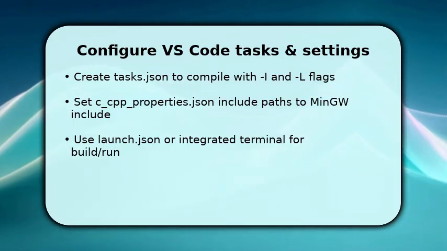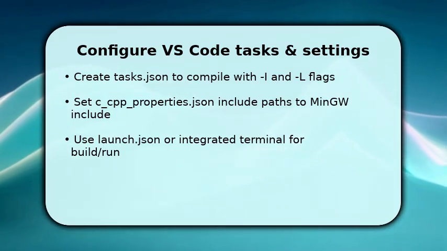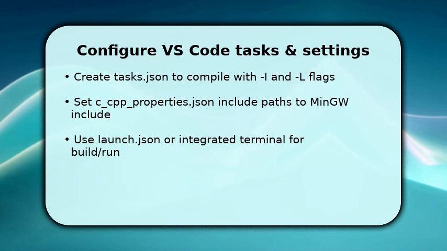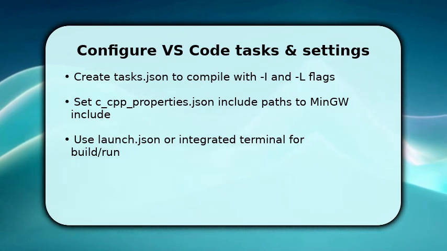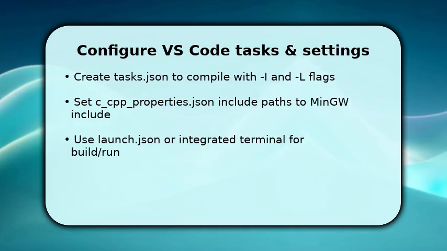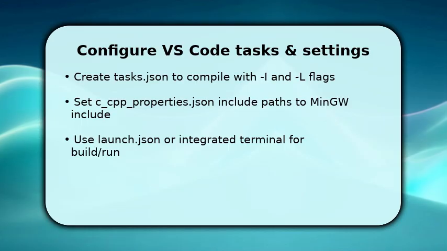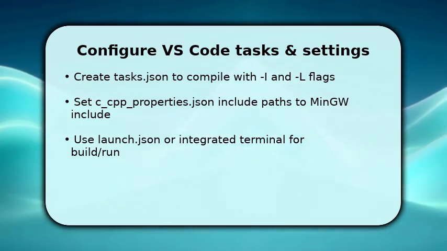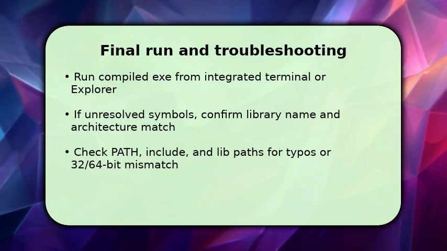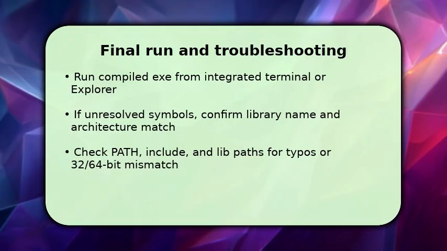For example, gcc main.c -o main -I C:\MinGW\include -L C:\MinGW\lib -lgraphics. Once done, use launch.json or the integrated terminal to run the produced exe and iterate quickly. Finish by building and running your program.